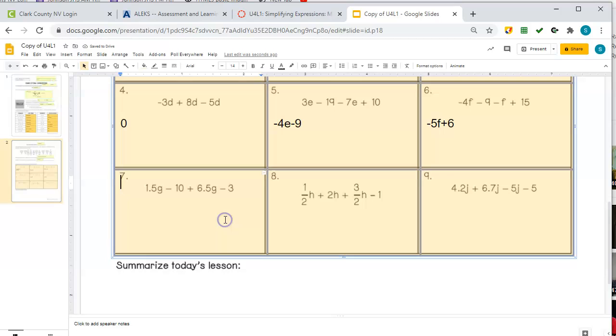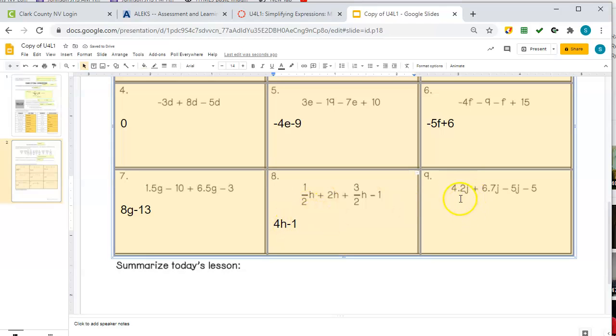Okay, let's look at our last row. We've got 1.5G plus 6.5G, that's 8G. And then minus 10 minus 3, that's minus 13. Here we've got a half plus 2 plus 3 halves. So that's 4H. And then we've got minus 1. Oh. Notice that we cannot combine those terms because this has a variable and this one doesn't.